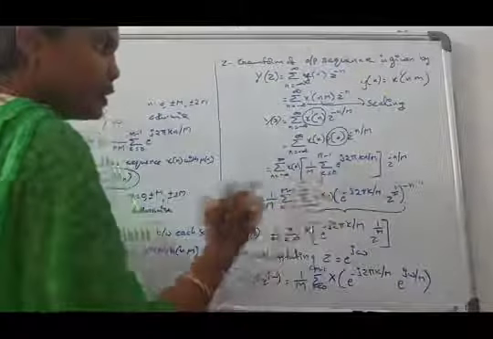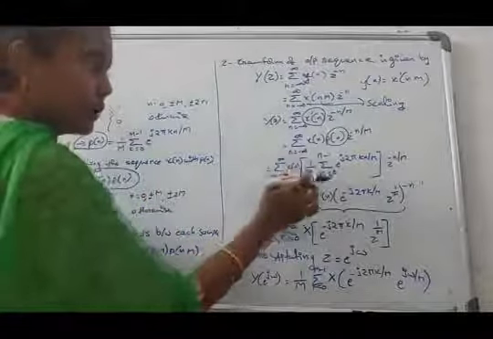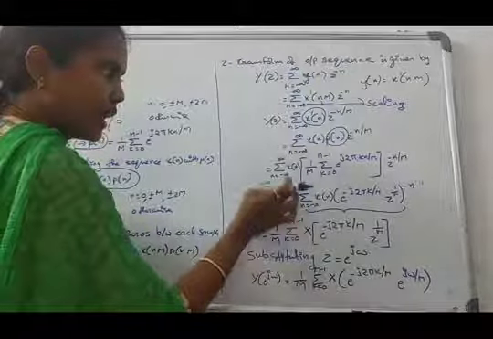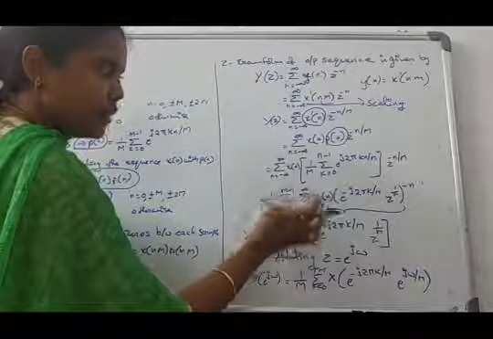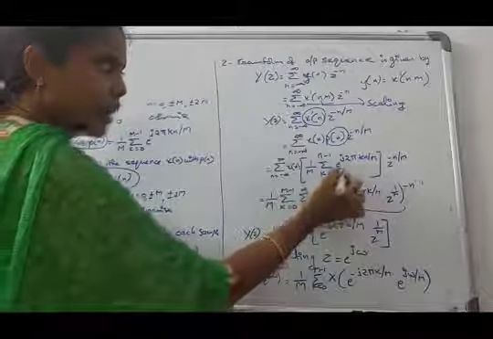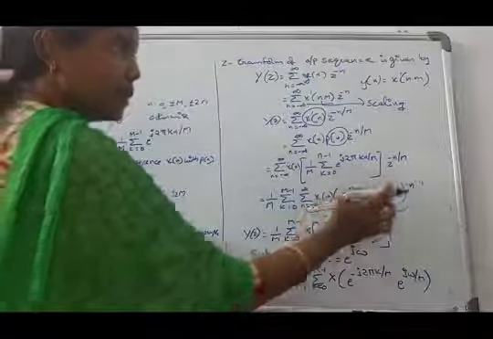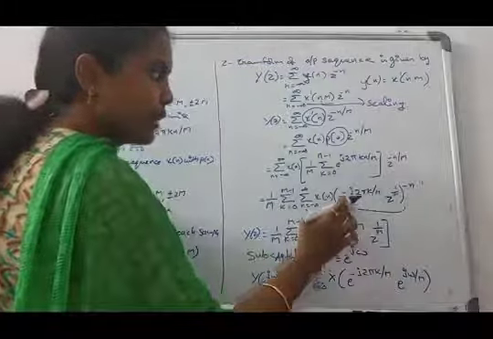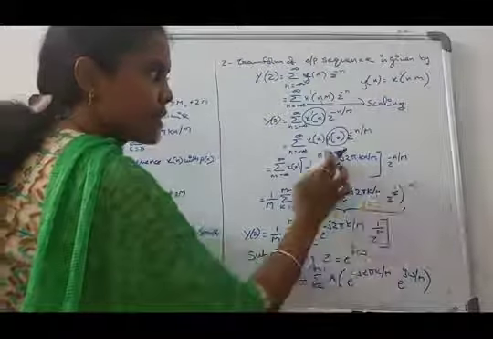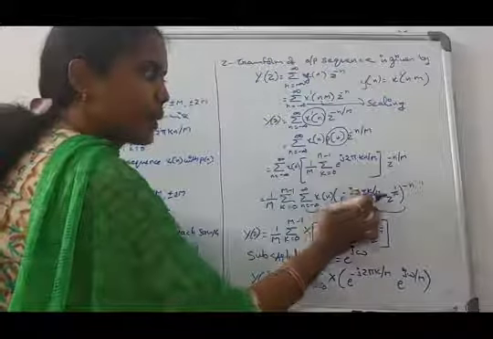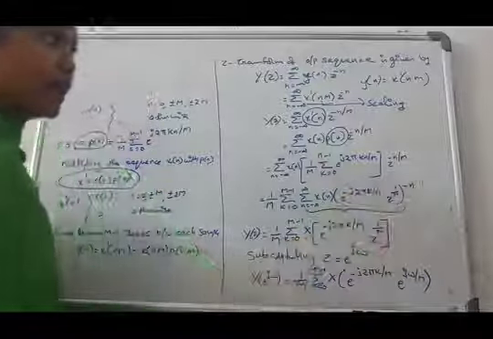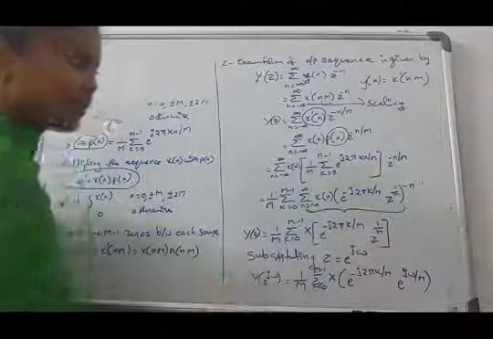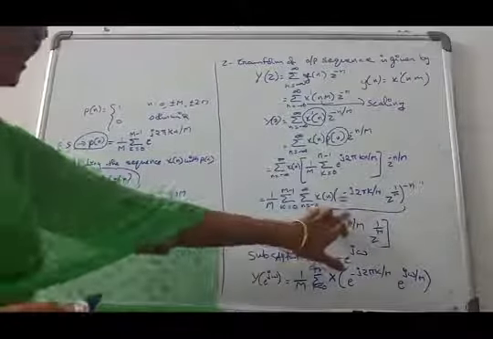Now rearrange the terms. Bring 1 by m outside. So remaining, k is equal to 0 to m minus 1, and n is equal to minus infinity to infinity, x of n, e power. From this, we take minus n as the common power. So here, minus n, minus into minus is plus, e power minus j 2 pi k by m into z power 1 by m, whole power minus n. Now it is in the form of x of z.